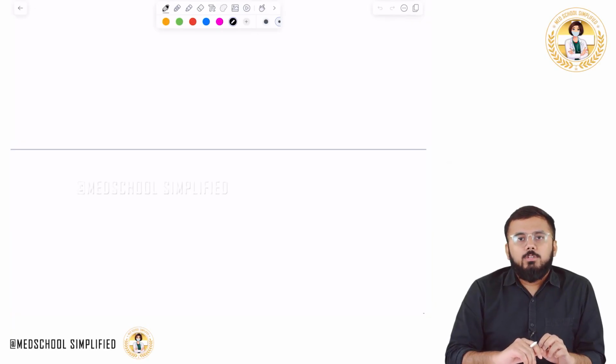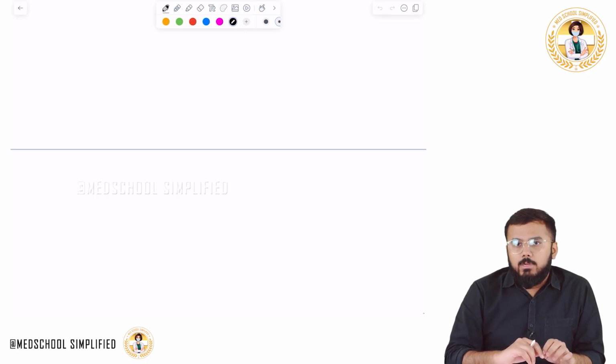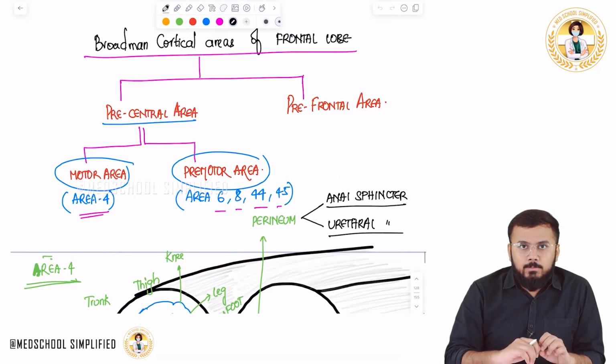Hello guys. So now we shall be discussing the frontal lobe. We have got some areas. We have already discussed in the previous lectures about area number 4. So today we shall be discussing area number 6 and 8. First of all, let us look at the classification which we have discussed previously.